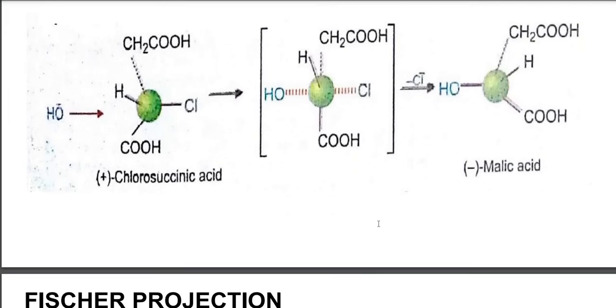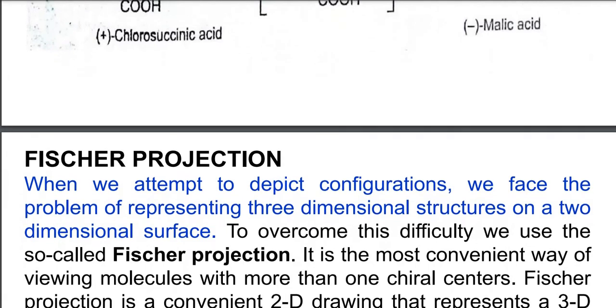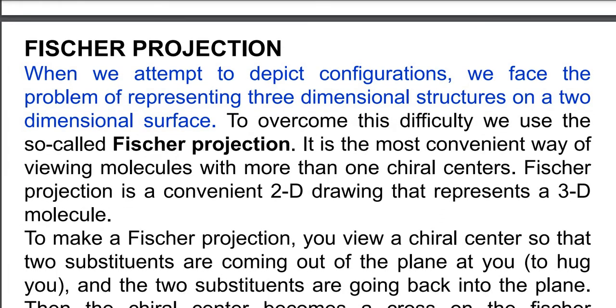Since SN2 reaction always proceeds with inversion of configuration, Walden inversion is a type of SN2 reaction. Look at here, this is the chlorosuccinic acid. When OH minus approaches from backside, it comes with the transition state, and after removing Cl minus, it gives malic acid. So now Fischer projection, that is also very important, how to write the Fischer projection of your molecules.